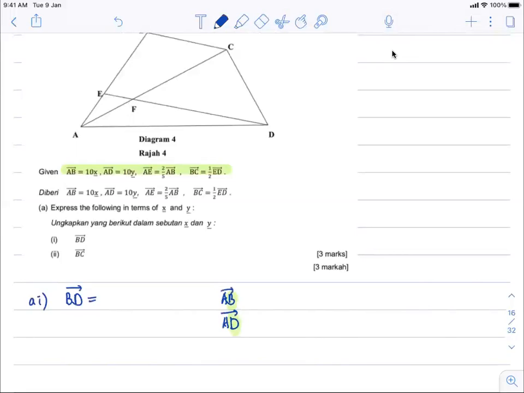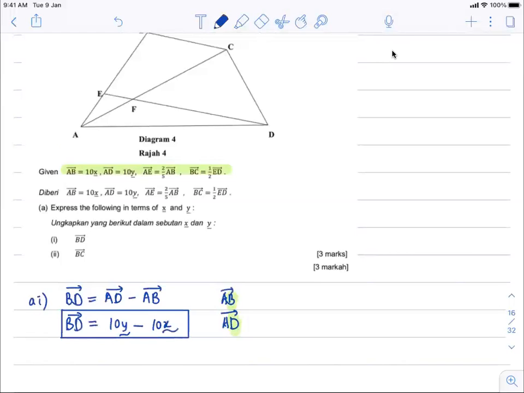Then next we can use the subtraction rule of the vectors. So BD is equal to AD minus AB, whereby AD is 5y and AB is 10x. So we get the answer: BD is equal to 5y minus 10x.